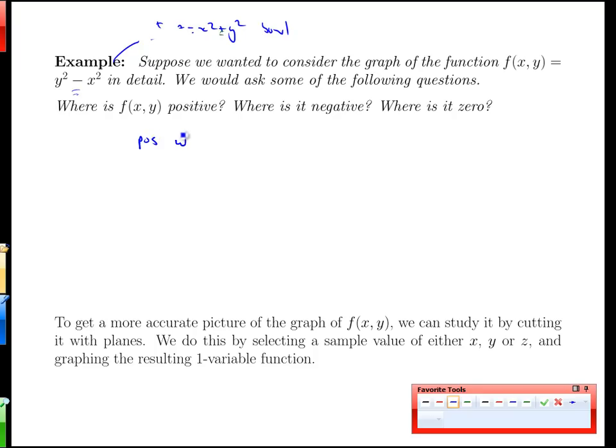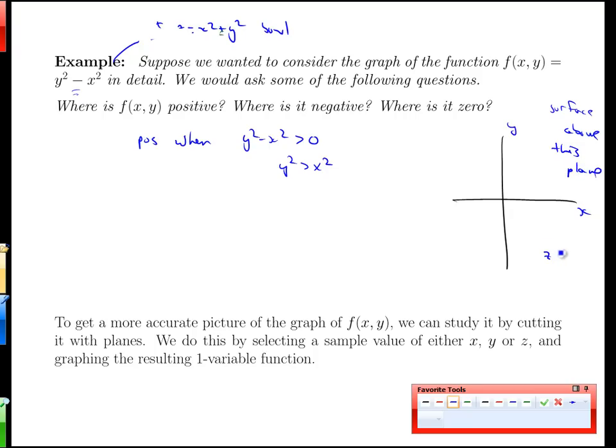It's positive when y squared minus x squared is greater than 0. Well, that's when y squared is greater than x squared. Okay, so now we're just going to be thinking in terms of the two dimensions of the input, x and y, and have the surface above. So now we're looking down from above, with the z-axis coming up out of the page towards you.